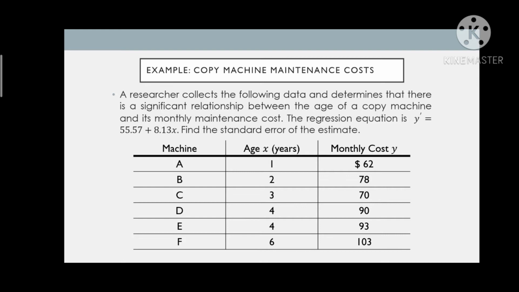In the first column, yung mga machine. In the second column, yung years sa bawat machine denoted as X. In the third column, yung monthly cost ng bawat machine denoted as Y. Solve the standard error of the estimate. Let's consider the following steps.